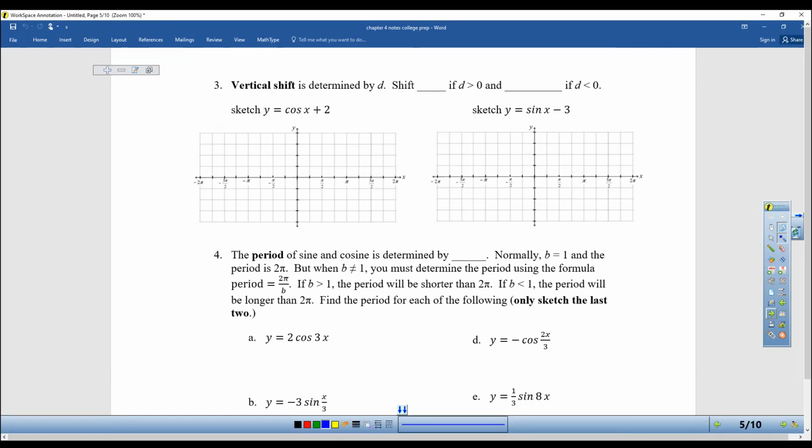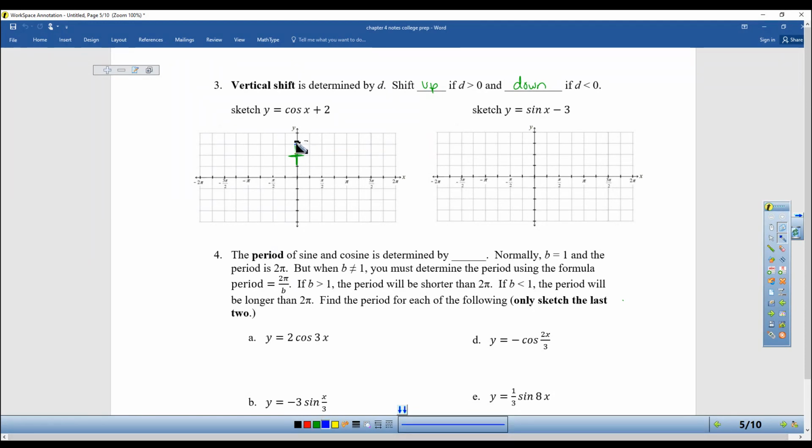So that's phase shift. Then there's vertical shift, up and down. So shift up if d is greater than 0, and down if d is less than 0. So now I will show it to you by moving the origin if you want to. So if instead of drawing the parent graph, you just want to move your origin up and say, okay, I'm going to pretend that this is my new origin. That wasn't quite on there. New origin.